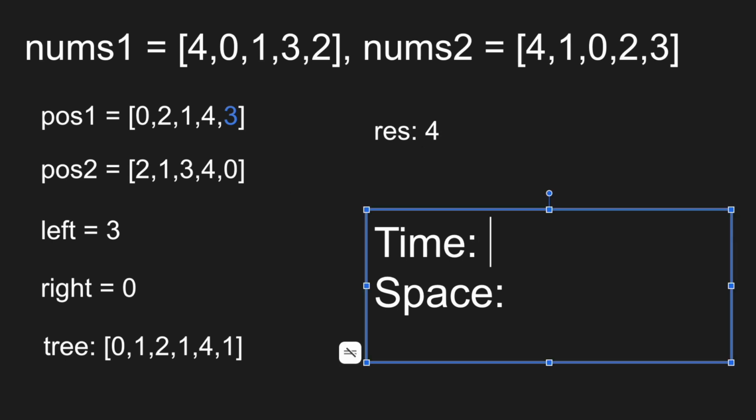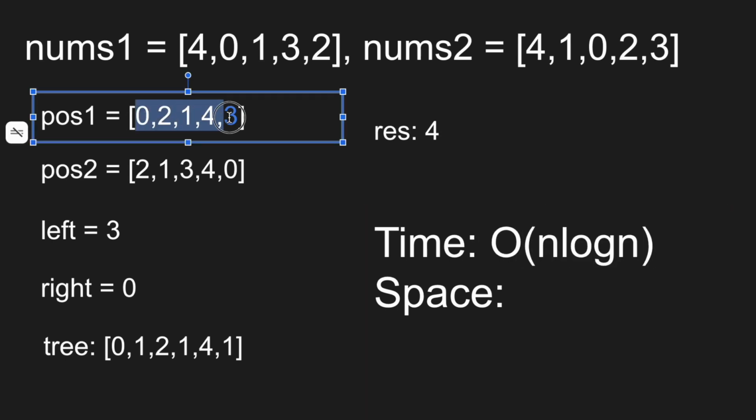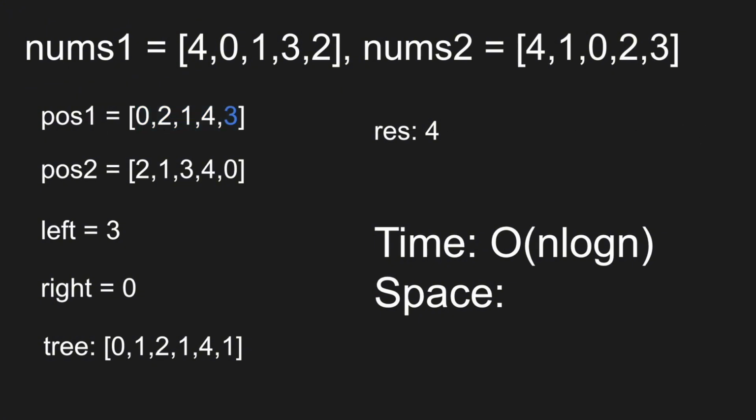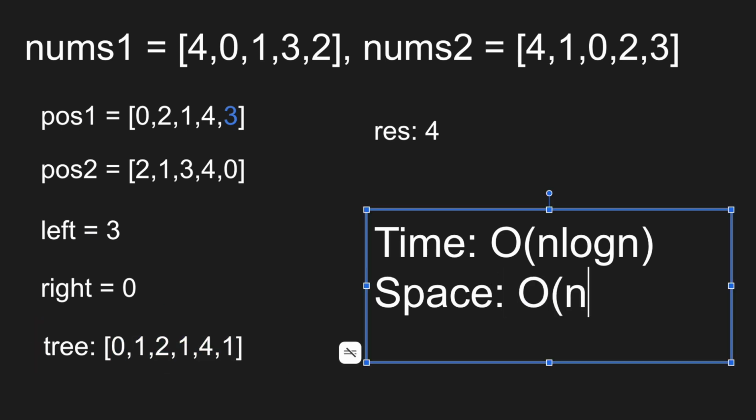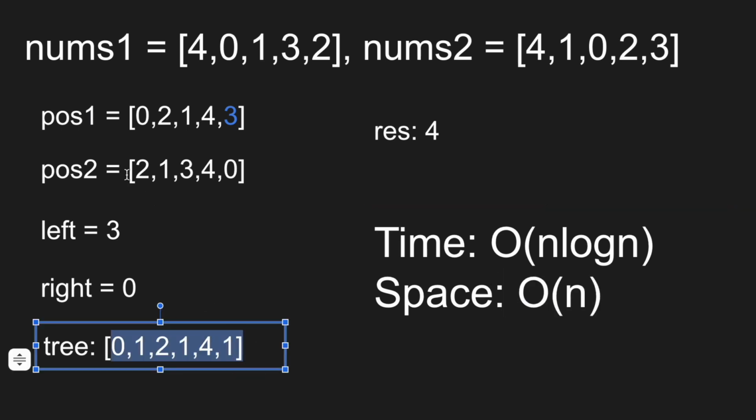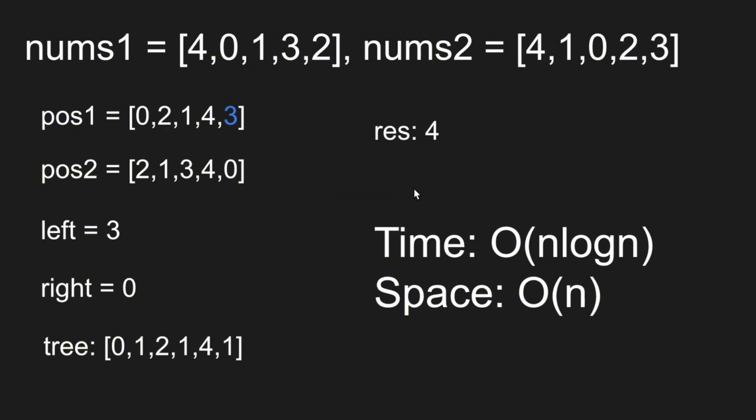And the time complexity would be O of n log n. The n would be iterating through position 1, and at each iteration, it may take up to log n time to iterate through the binary index tree, and the space complexity would be O of n because the binary index tree and these arrays will all only take up to n space.